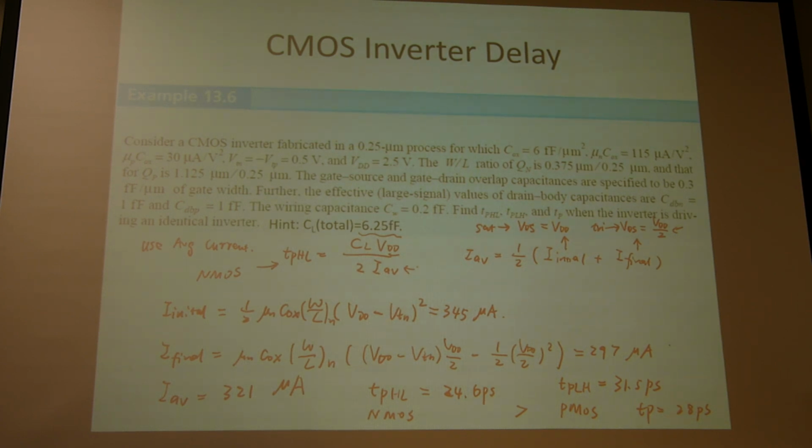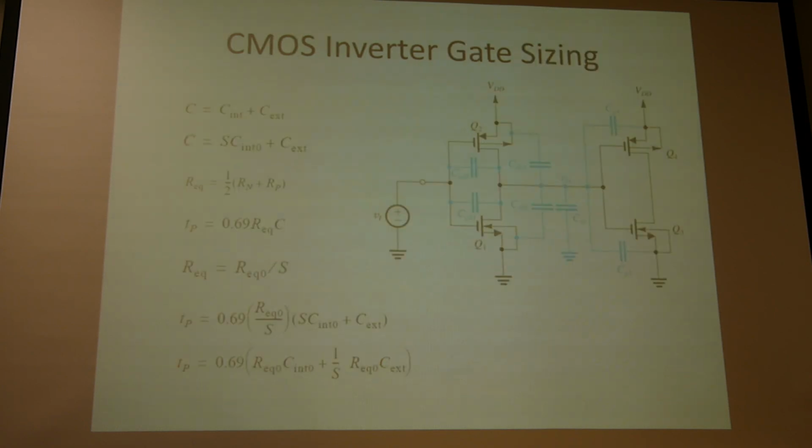So any questions in this example? So this is to use the average current. And then let's look at the CMOS inverter gate sizing. So here we are looking at increasing the size of the first inverter by a factor of S.